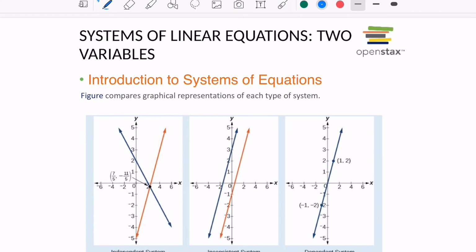So the first one that you see here, you have two lines that are intersecting at this point, so this is an independent system. This is an example of an inconsistent system which has two lines that are parallel to each other and they will never intersect each other. And this is an example of a system which is dependent where both the lines are on the same line. So both lines coincide, and they intersect across every single point, so this is called a dependent system.